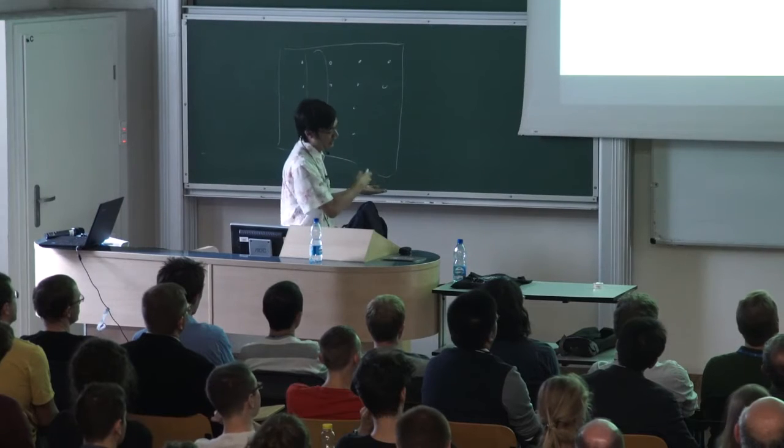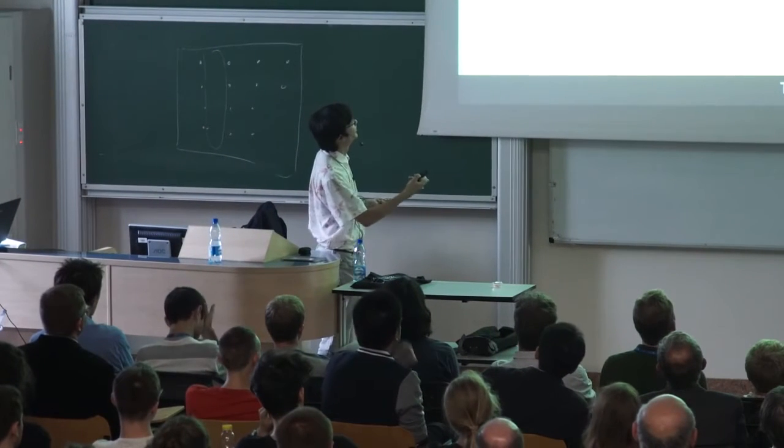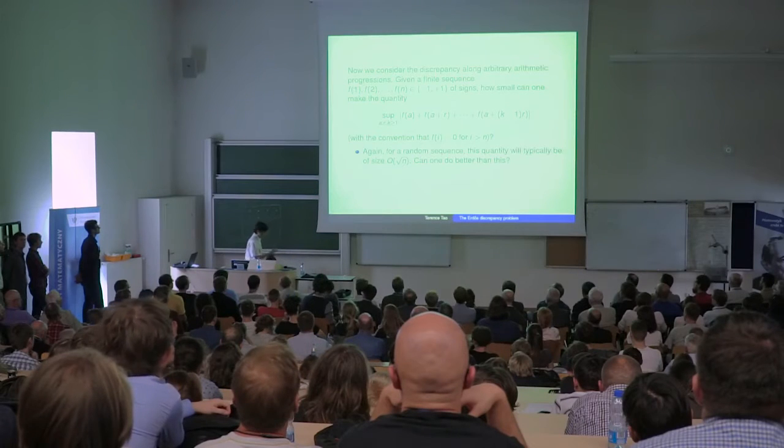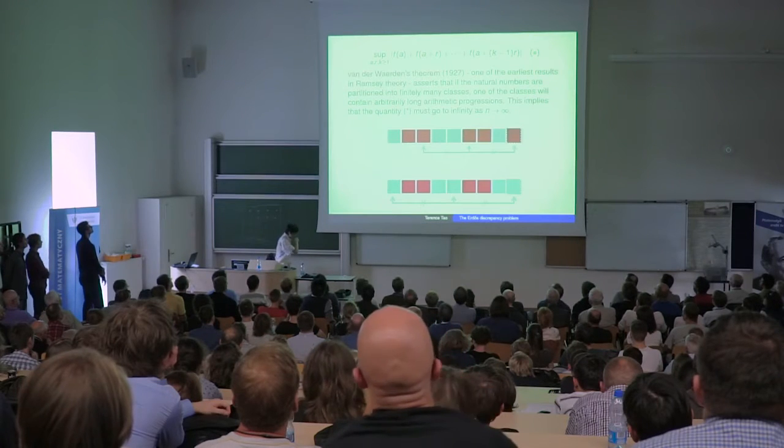The alternating example, plus 1, minus 1, plus 1, minus 1, is now very bad. This sum can now be as big as n over 2 or something. It can be quite large. So it turns out that you can do a bit better than square root of n, but not much.